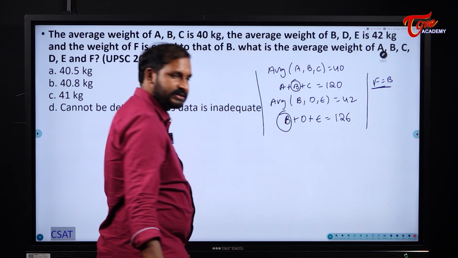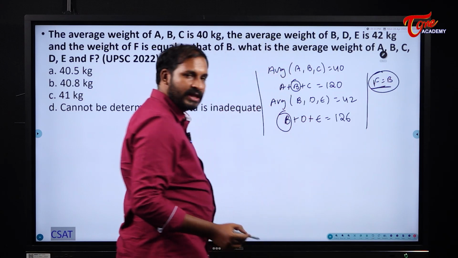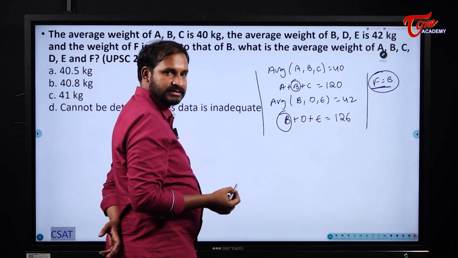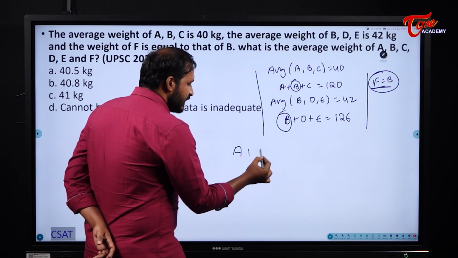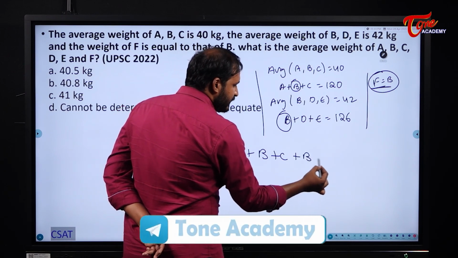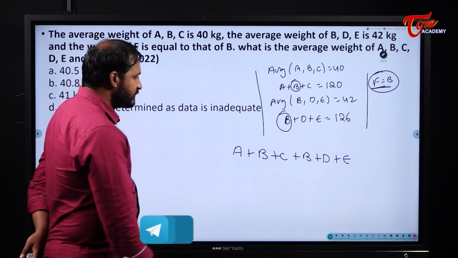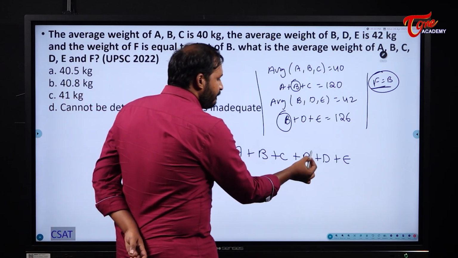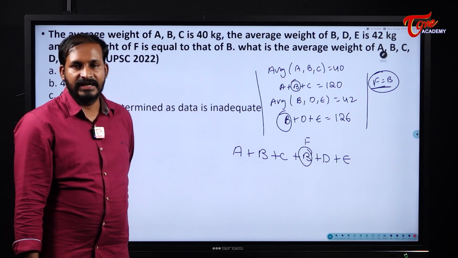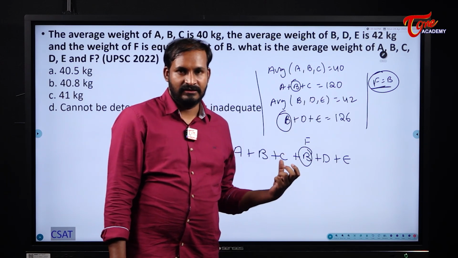First of all, in this case, if this rule was not given, we cannot find the average age of the persons. But here they said that F is equal to B, right? Now please observe here, when I add these two things, A plus B plus C, that is the first one. Next, B plus D plus E, this is the next one. Can I replace this B as F? Yes, definitely yes. Why? Because B and F values are equal.